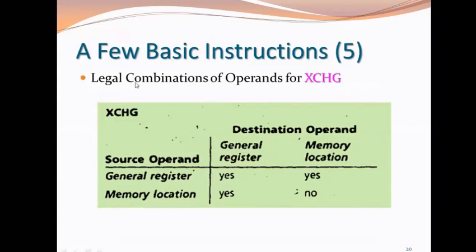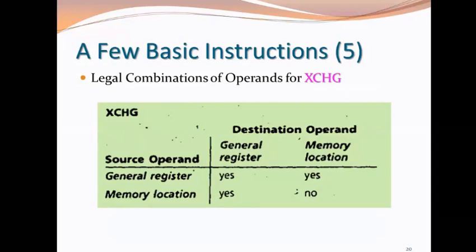Okay, all right. So the legal combination of the operands for the exchange. What is the operation for the exchange? We saw from the move operation, now the exchange operation. Now look at these, source and destination. Let's consider destination first, because we are writing destination first when we are writing the operation. So general registers and memory location, two options. We don't have the constant. Don't forget, when we are doing the exchange, we don't have the constant.